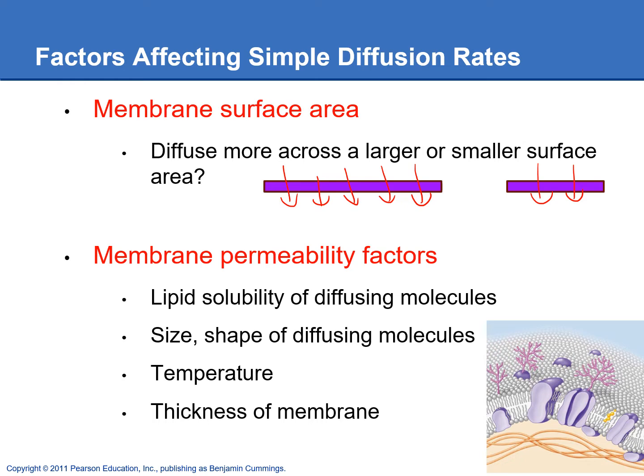Other things that affect the rate of simple diffusion would be some membrane permeability factors, like how hydrophobic the molecule is. So the more hydrophobic it is, the easier it's going to be able to get across the membrane.